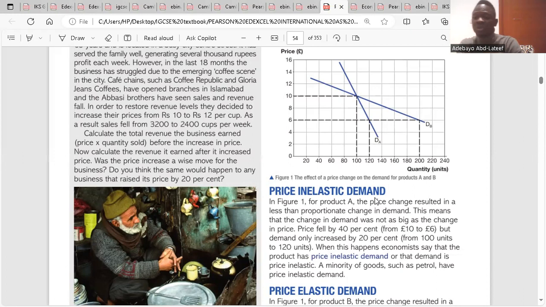The minority of goods such as petrol have price inelastic demand. So whenever there's a change in the price of a product, but the change in the quantity demanded does not reflect that change in price, we call it inelastic demand. That means the demand for that product is price inelastic. So basically, whatever price they sell the product at, it will continue to sell. That is why the demand is price inelastic.